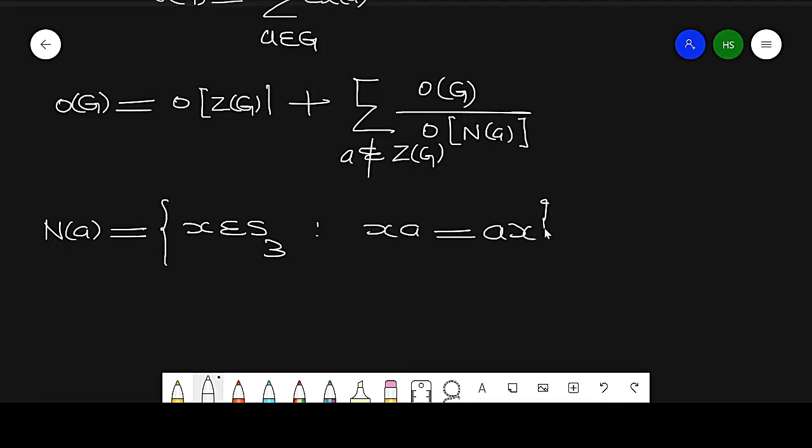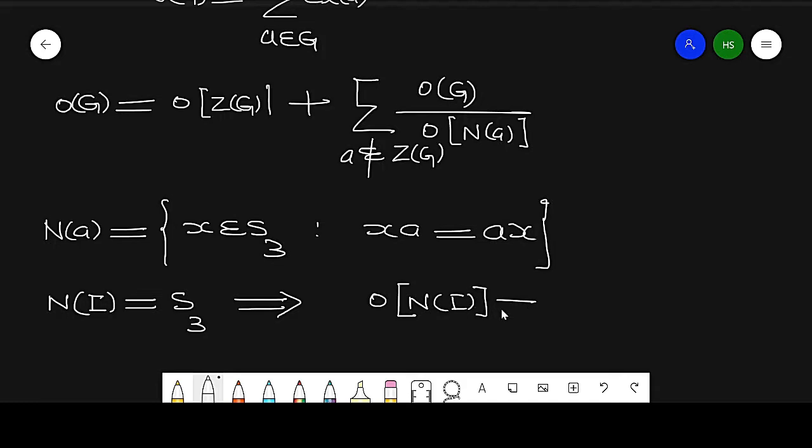So this is the definition of the normalizer of A. First, find the normalizer of the identity element. Each element of S3 commutes with the identity, so the normalizer of the identity is S3 itself. So what is the order of the normalizer of the identity? It is equal to the order of S3, which is 3 factorial, equal to 6.